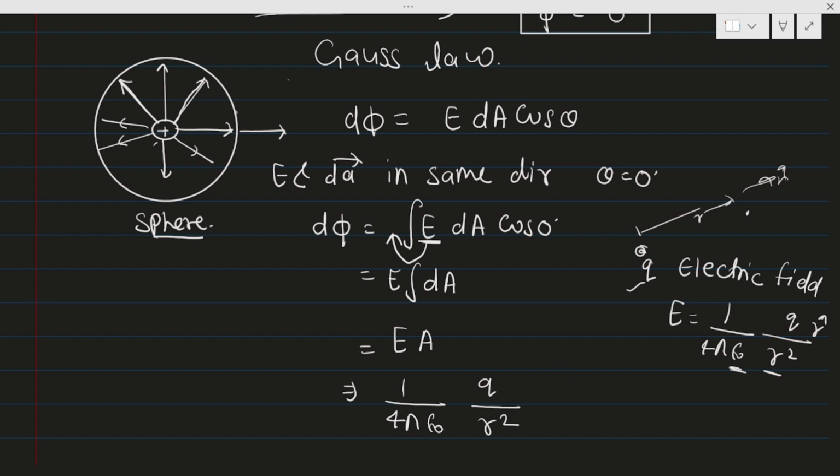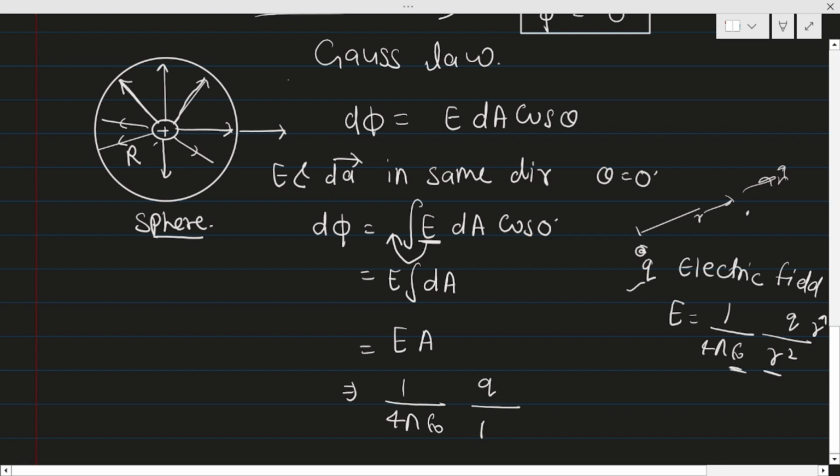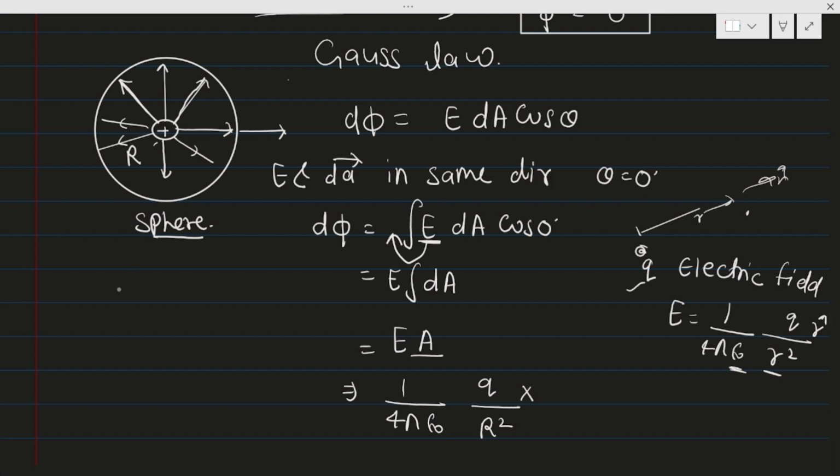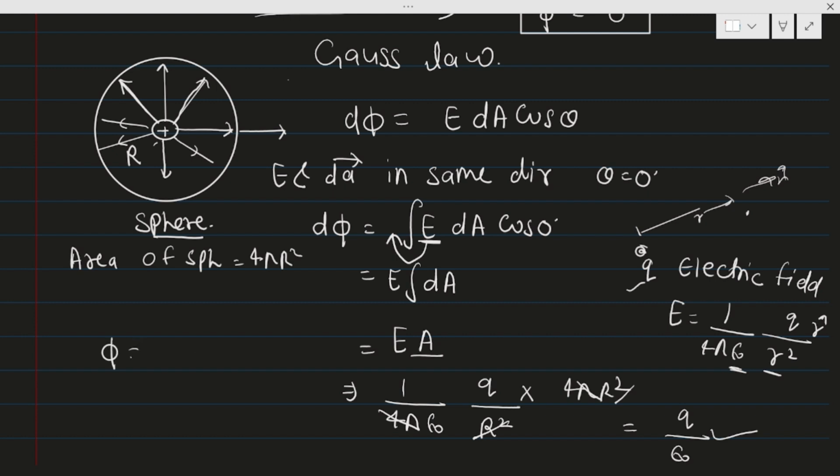If I want to measure the flux passing through this sphere, and this sphere is of radius capital R, so I will write this as capital R square, and the area of this sphere can be written as 4 pi capital R square. So multiply it by 4 pi capital R square. So 4 pi gets cancelled out, and R square also gets cancelled out. We find Q over epsilon naught. So the flux phi we get is Q over epsilon naught.